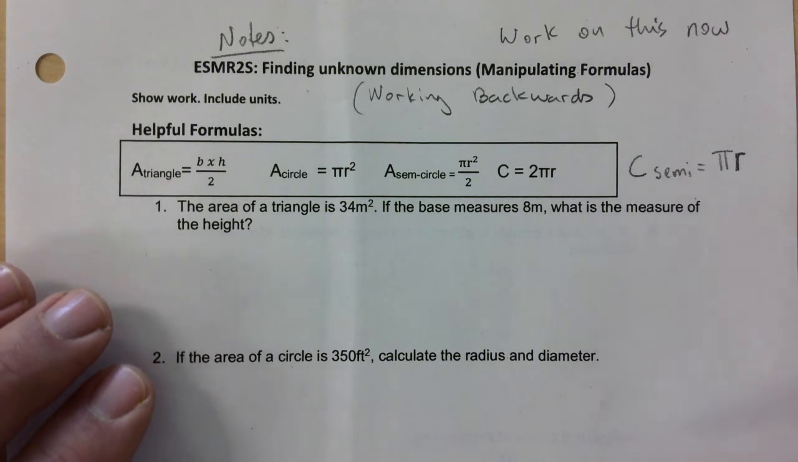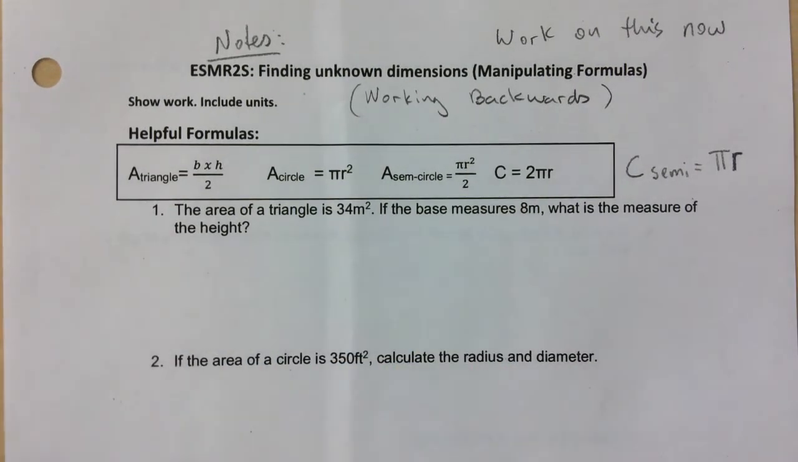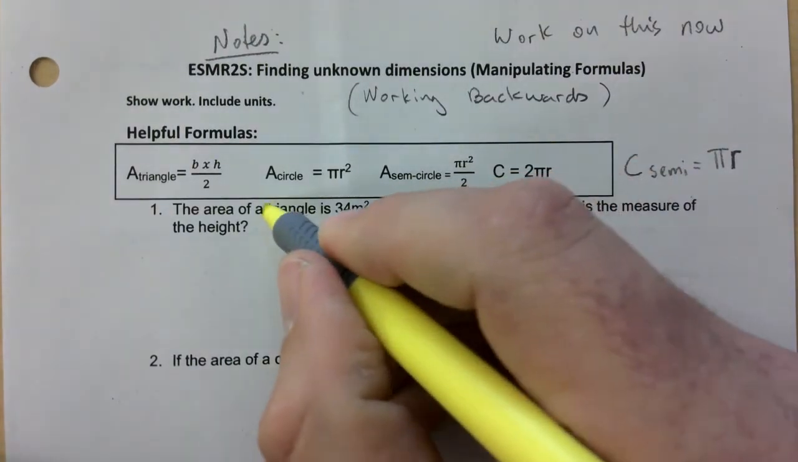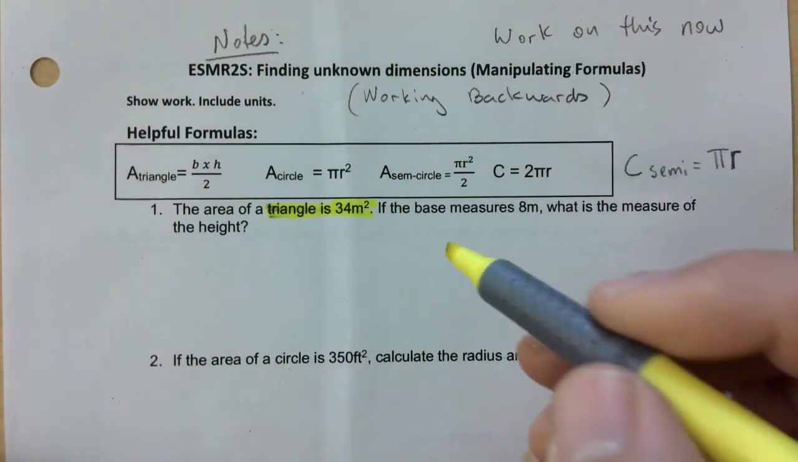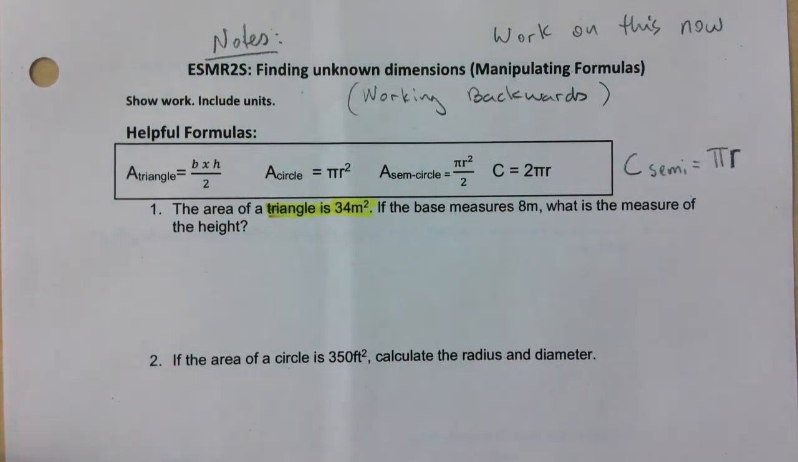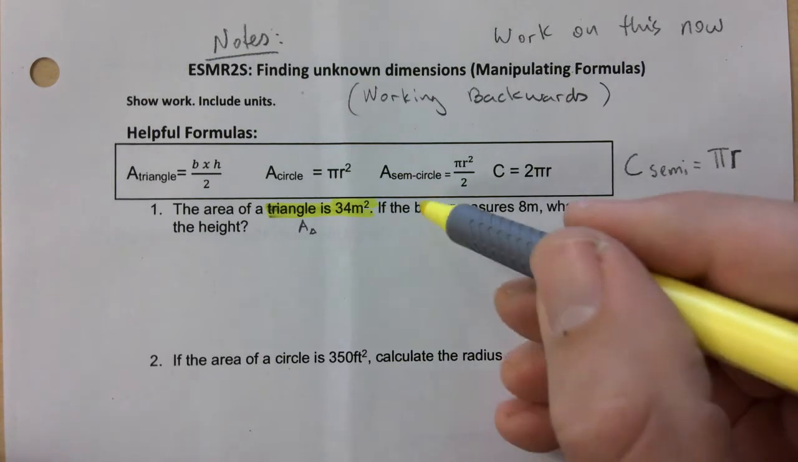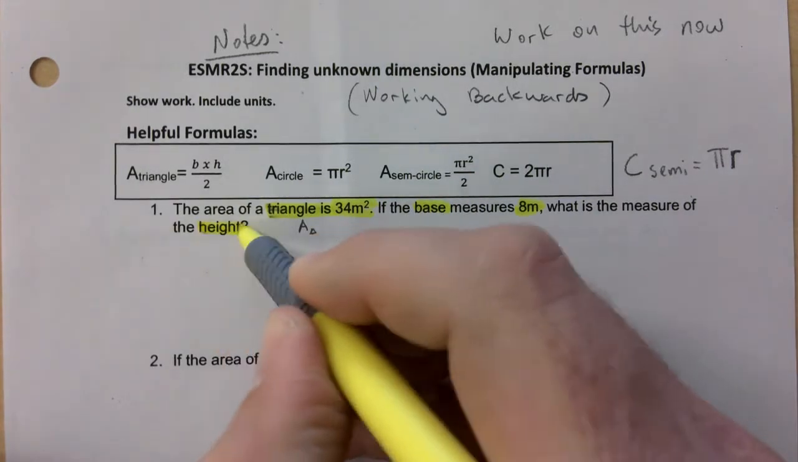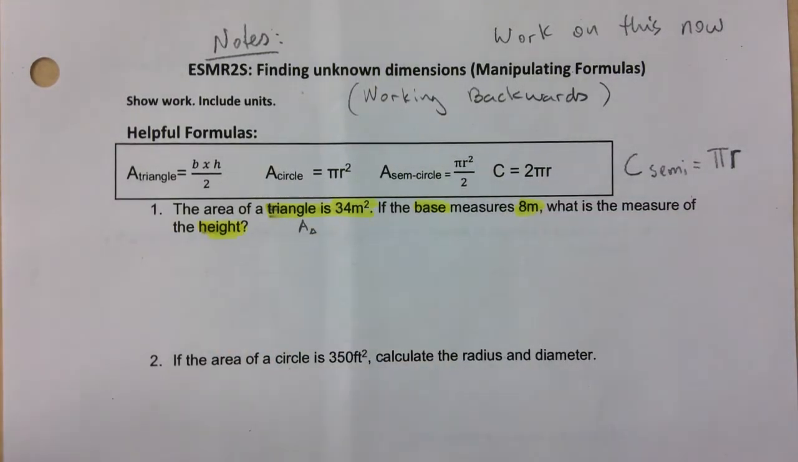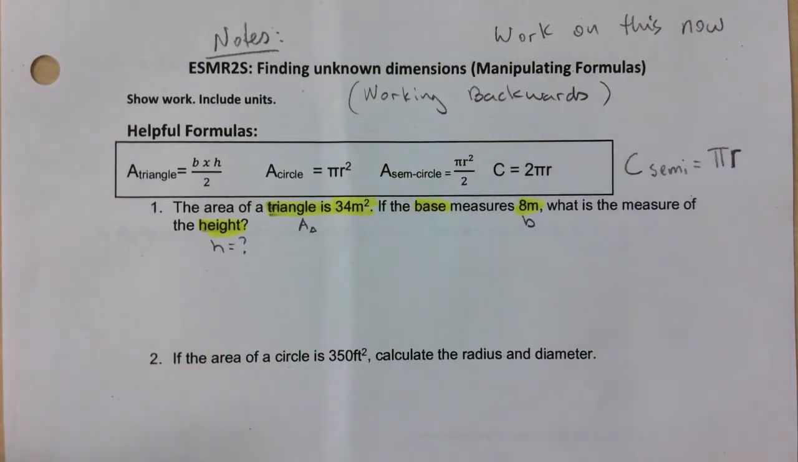And I will give you some more formulas here and we will highlight them, okay, to make it a little easier. Right, the area of a triangle is 34 square meters. They tell you that it's a triangle and that the area is given to you, right? So we know that the area of this triangle is that. The base measures 8 meters. They want the height. That's the unknown. So base is given, height is unknown to us.